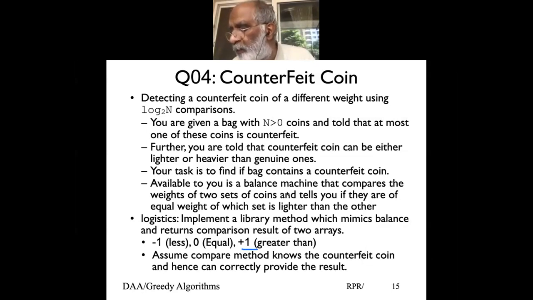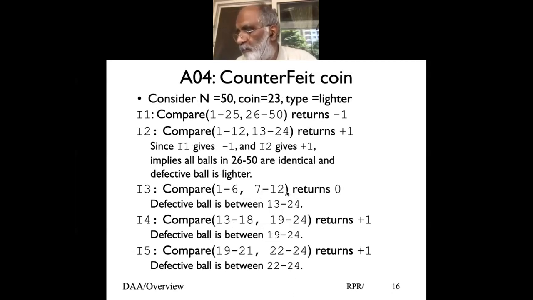So develop a compare method which actually knows which coin is lighter or heavier. The compare method gets two inputs: the first input is array one, the second input is array two of these coins. It knows which coin is heavier or lighter, and based on that it gives you a result. The main code has to use this compare method to find out which is the lighter or heavier coin. Then explain that with an example.